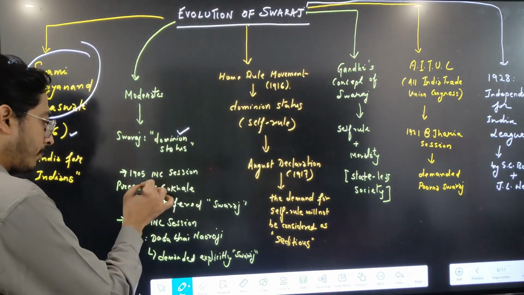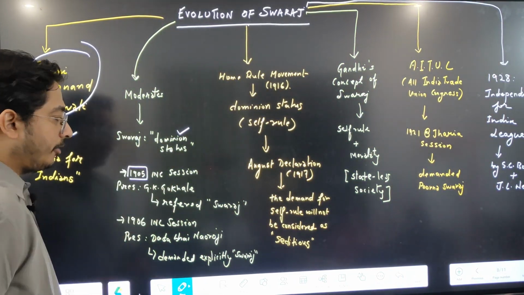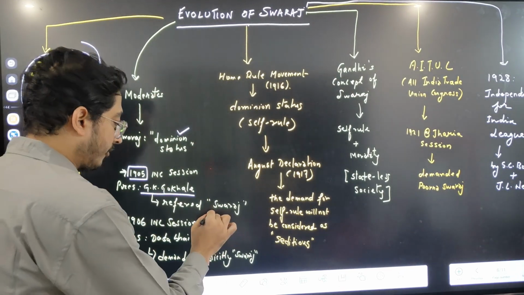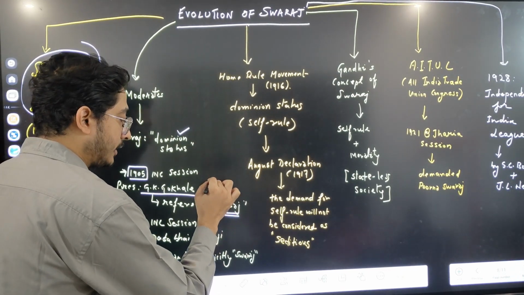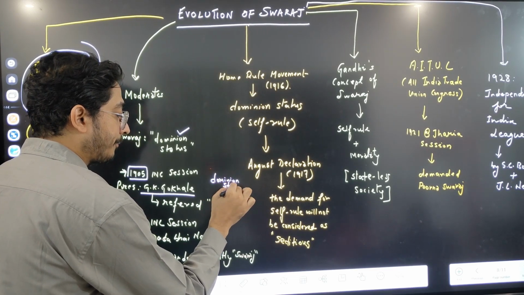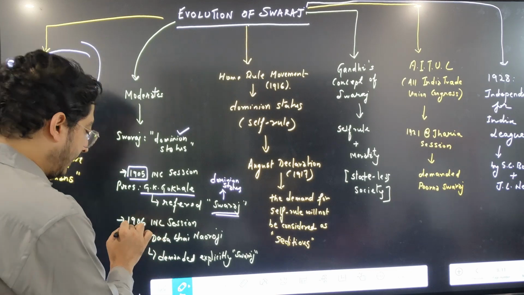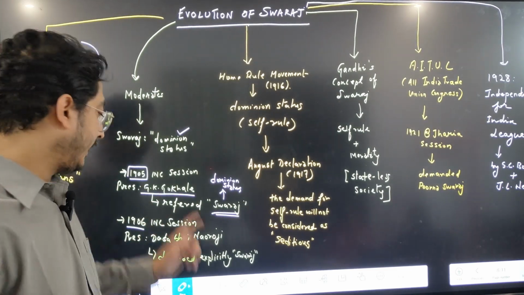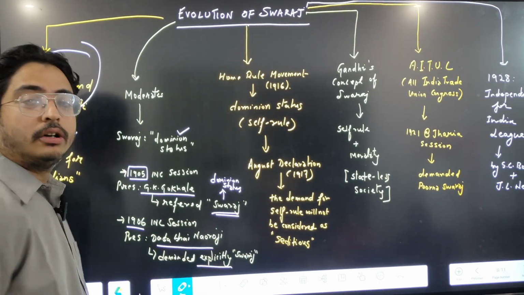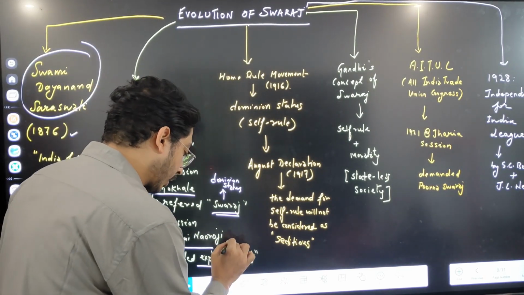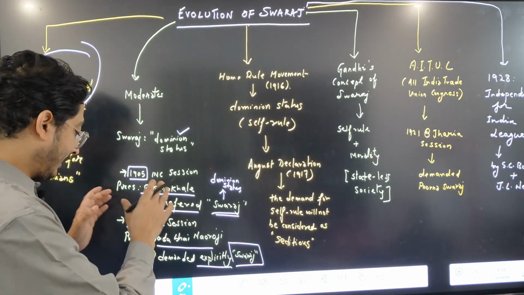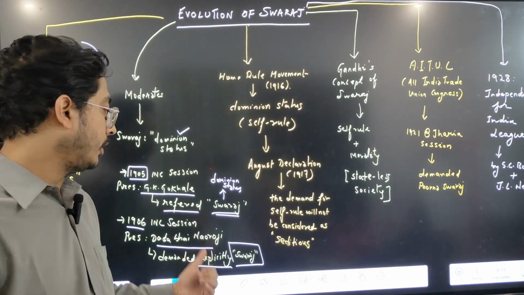So after the Bengal partition, 1905, when G.K. Gokhale was the president, he for the first time referred to the word Swaraj. Now again, this Swaraj is nothing but dominion status. After 1 year, in the 1906 INC session, another moderate, Dadabhai Naoroji, demanded explicitly the word Swaraj. Here in 1905 he only referred, but in 1906 he demanded explicitly the word Swaraj.